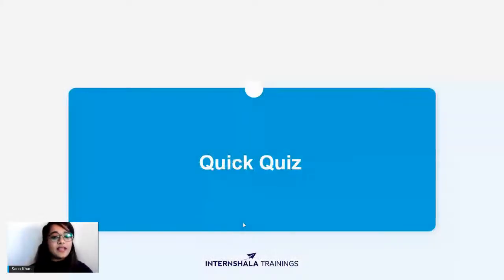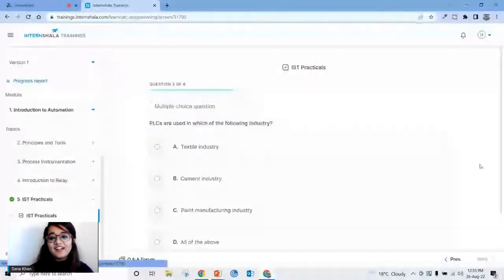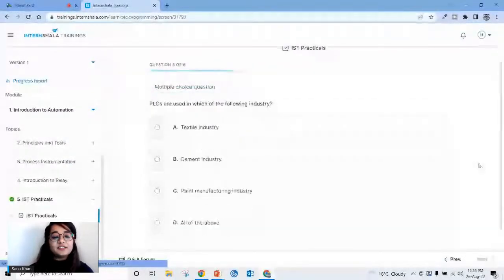Quick quiz again. So, where do you use a PLC? As in which industry? A, textile industry. B, cement industry. C, paint manufacturing industry. Or do you use it in all of these?